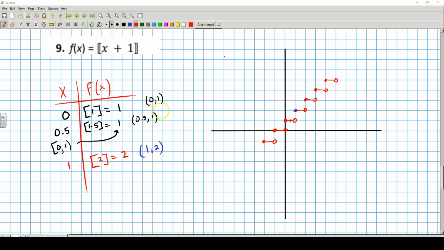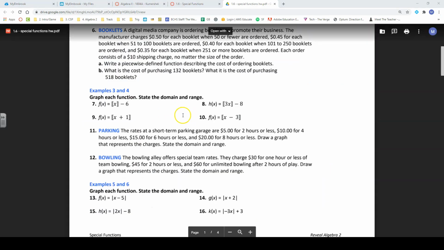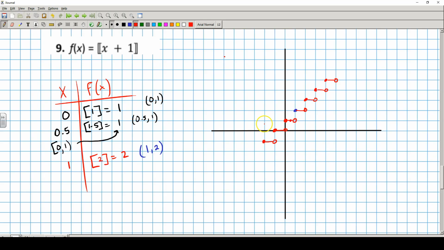Now, I believe in these problems it also asks for the domain and range. So if I were to say the domain in this problem, which x values are we allowed or are we graphing here? This would be all real numbers, so from negative infinity to positive infinity. The range is going to be all integers.